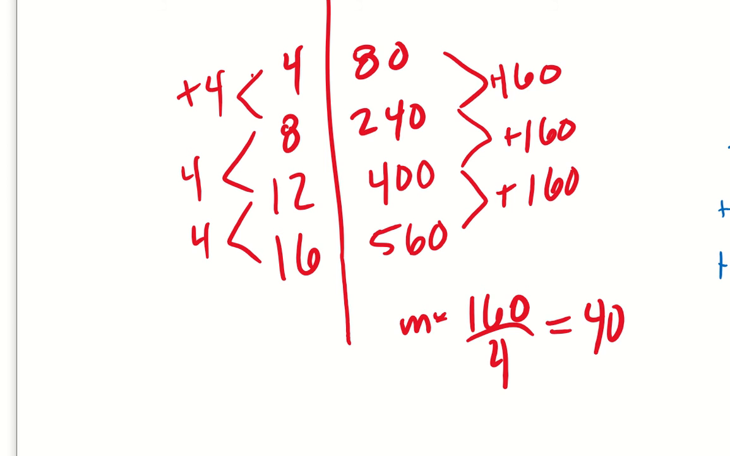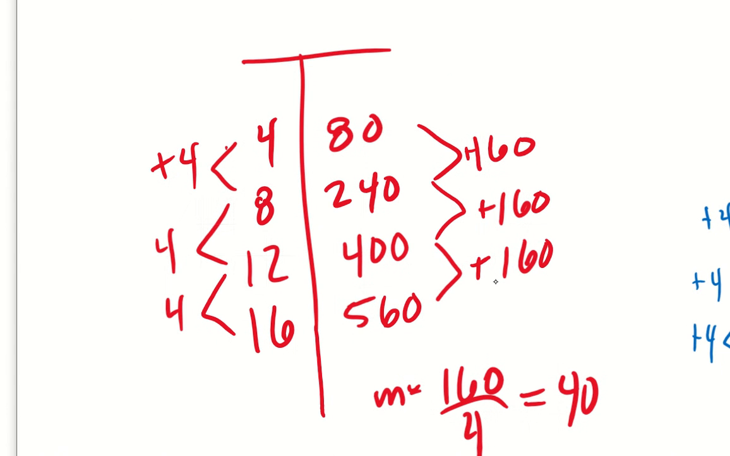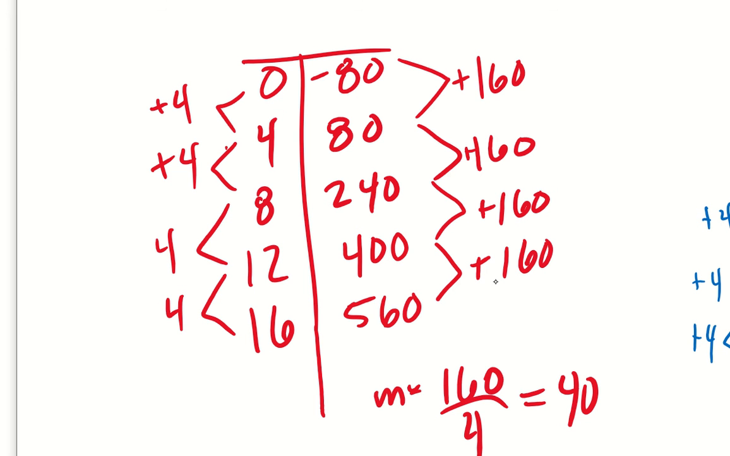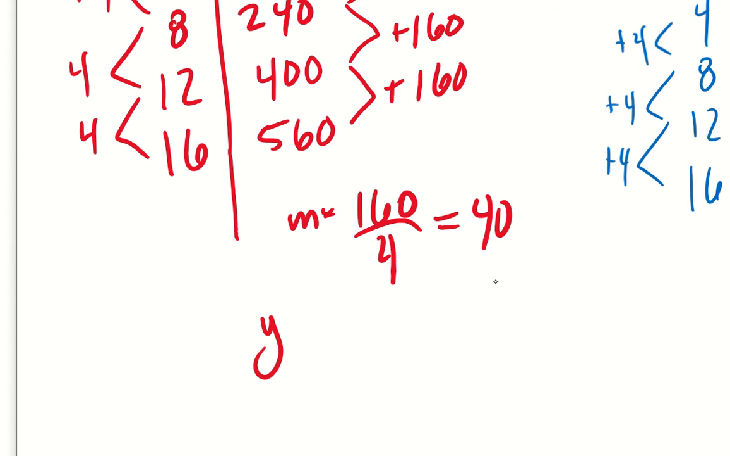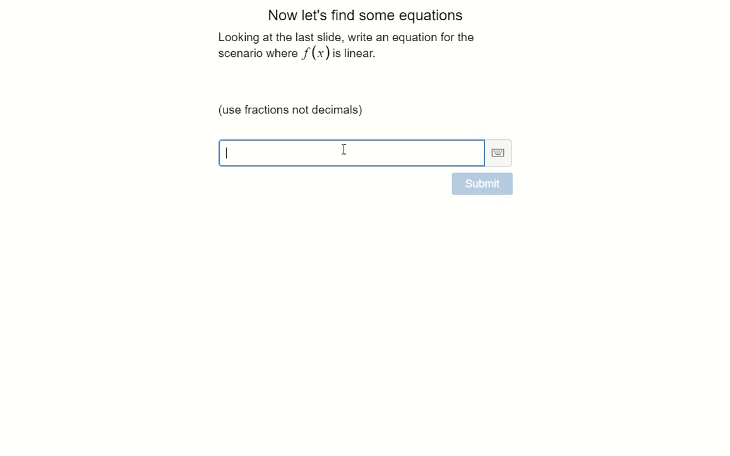And then to find the y-intercept, we can just backtrack minus 4 to 0. And then minus 160, it's going to be negative 80. Negative 80 plus 160 is 80. So it's going to be y equals 40x minus 80. So it's f of x.